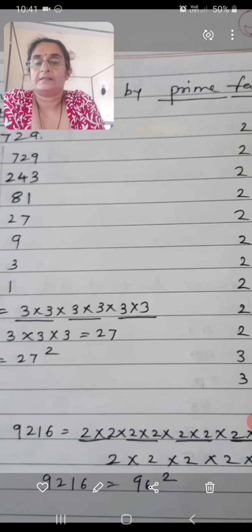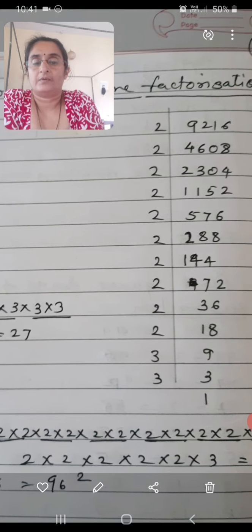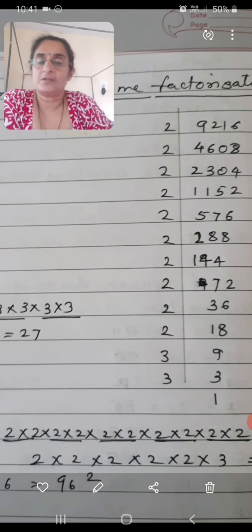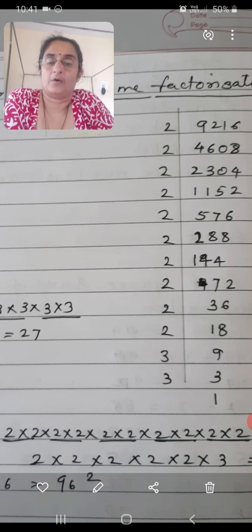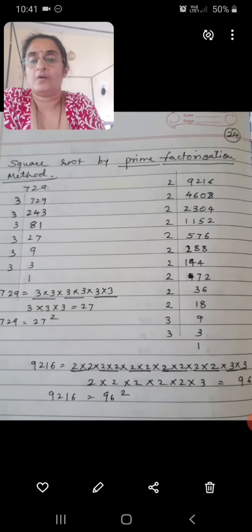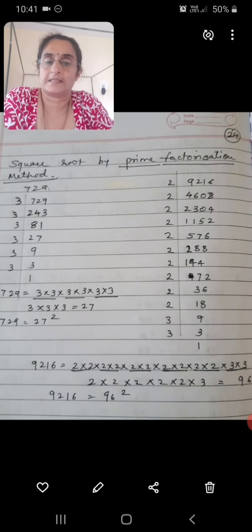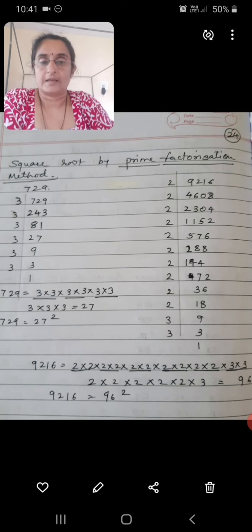I have written 9216. 2 is 10 times and 3 is 2 times. So make pairs of 2 and 3. So how many pairs are there? So 5 times 2 is there and 1 time 3 is there. Multiply all that, you will get 96. So the square root of 9216 is 96. Okay, so like that you have to solve this question.